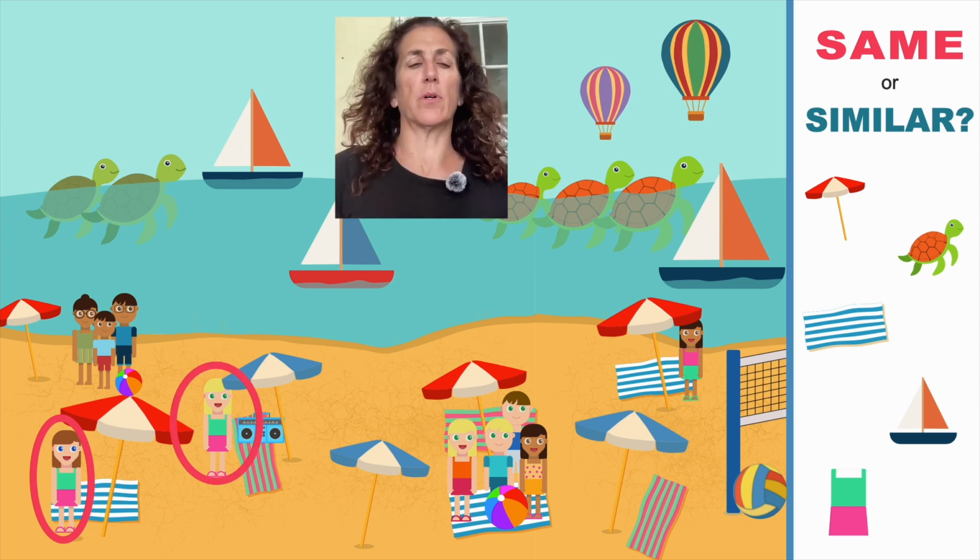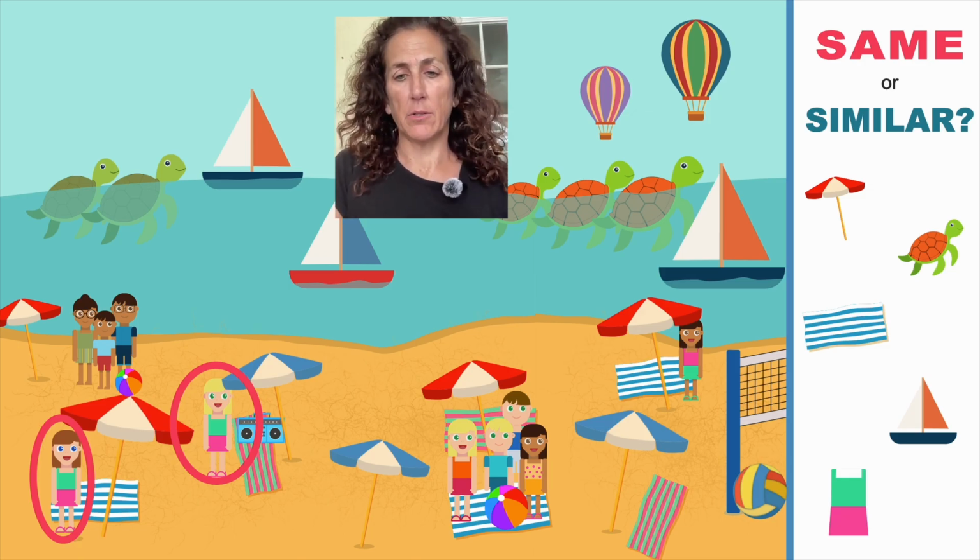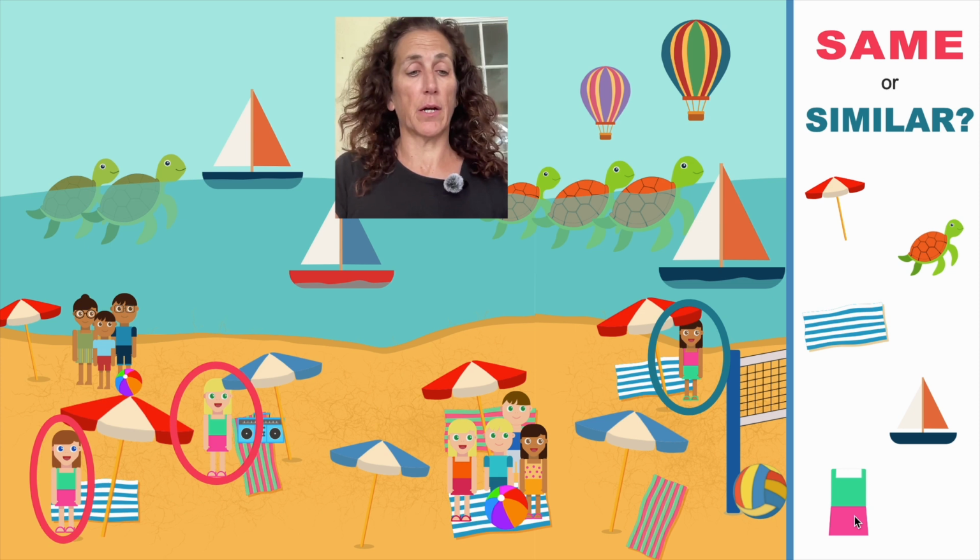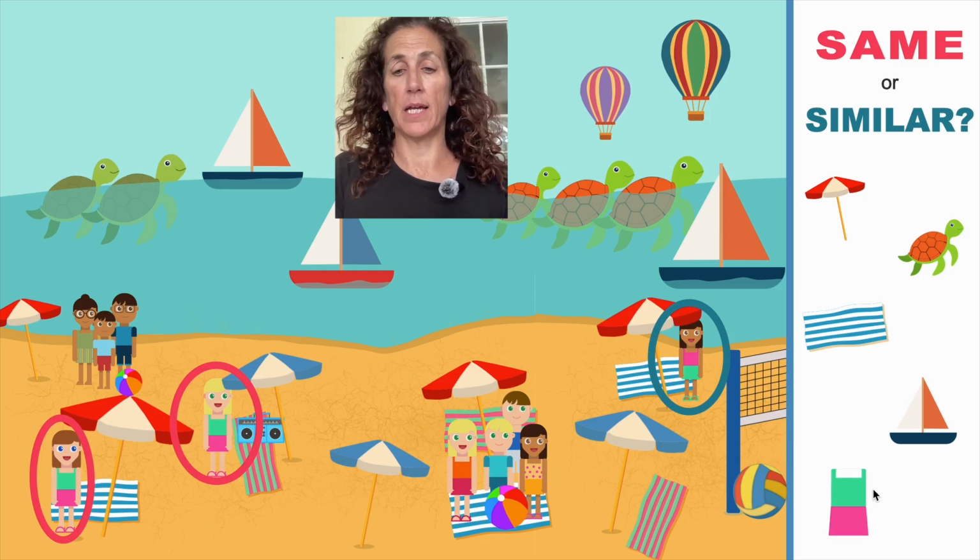I see one more girl wearing a pink and green bathing suit. This little girl on the right is wearing a bathing suit with a pink top and green bottom. But this bathing suit has a green top and pink bottom. So it is similar, but it is not the same because the colors are reversed. So in this picture, there are two bathing suits that are the same as this bathing suit, and one bathing suit that is similar to this bathing suit, but it is not the same.